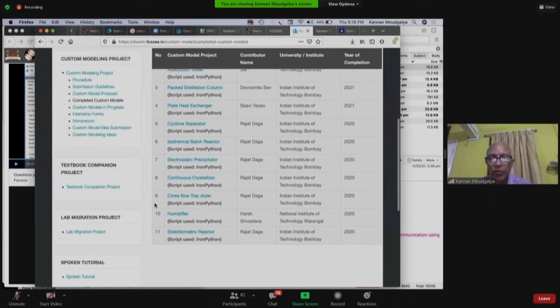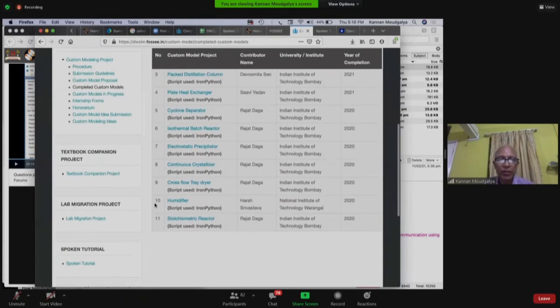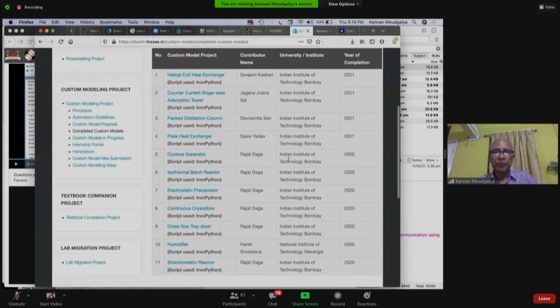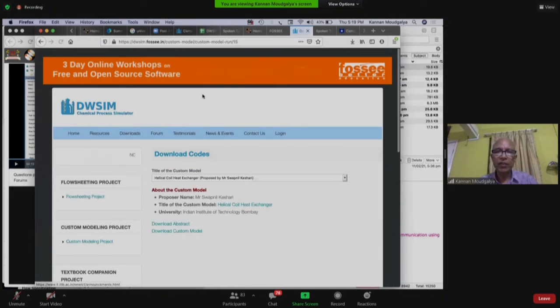So we have a total of 11 ideas in custom models. Okay, so that's very nice. Priyam, I'm happy that you have already got everything. All 11 are there. So you can see that helical coil heat exchanger. If you click this, it says Mr. Swapnil Keshari from IIT Bombay, and you can download the abstract and download the custom model.